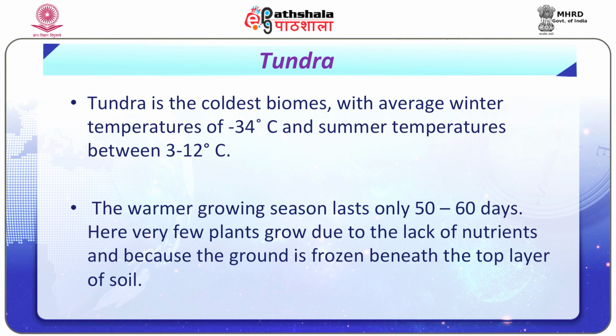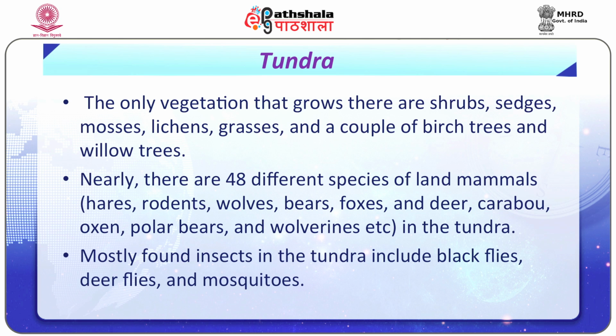Tundra. Tundra is the coldest biome with an average winter temperature of -34 degrees Celsius and summer temperatures between 3 and 12 degrees Celsius. The warmer growing seasons last only 50 to 60 days. Here very few plants grow due to the lack of nutrients and because the ground is frozen beneath the top layer of soil. The only vegetation that grows there are shrubs, sedges, mosses, lichens, grasses, and a couple of birch trees and willow trees.